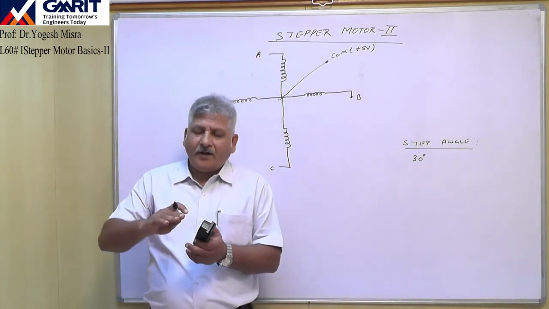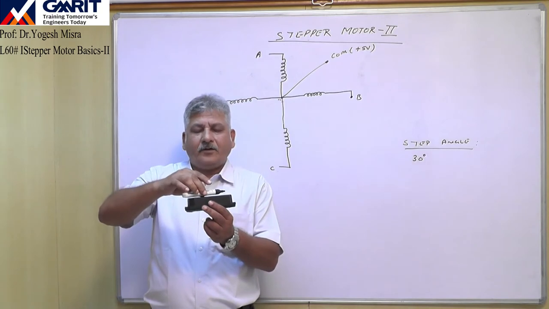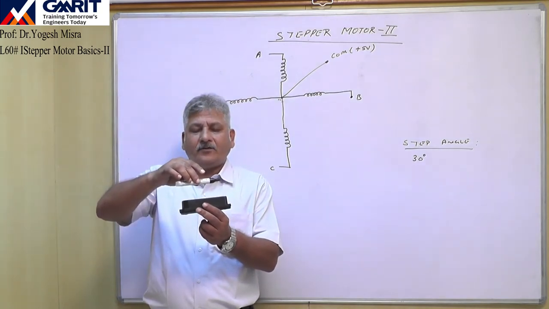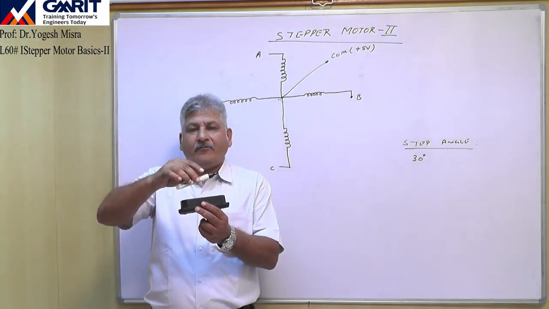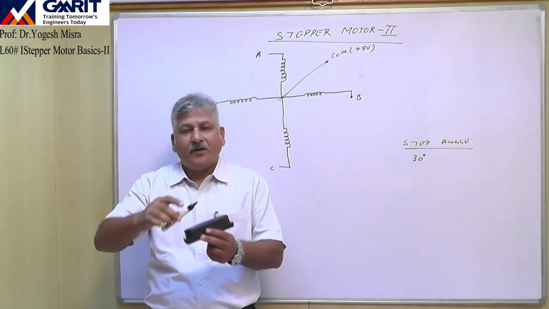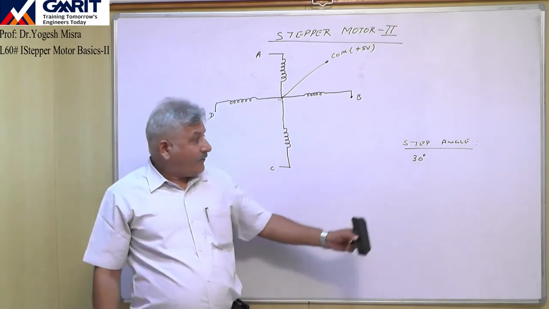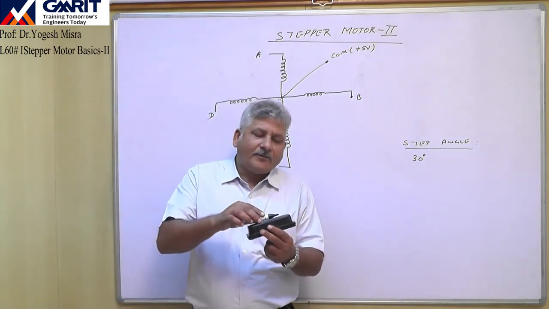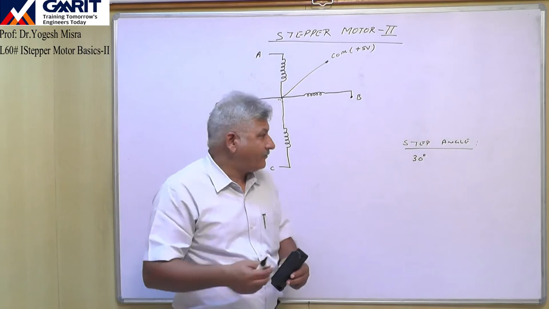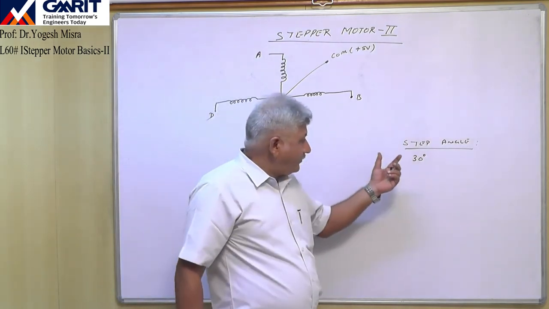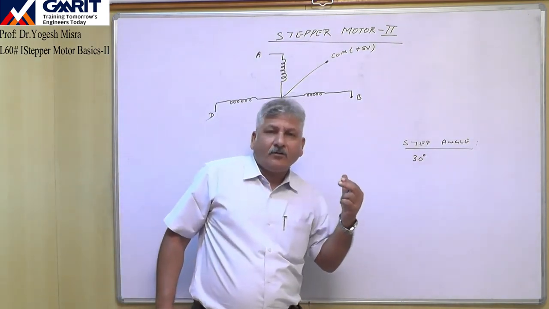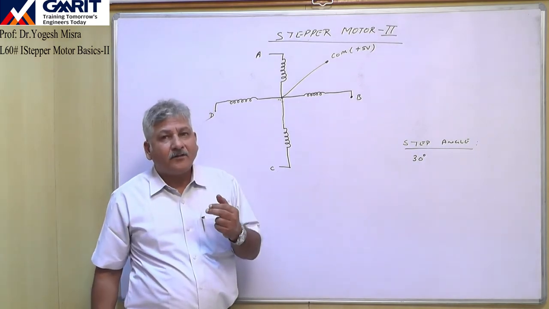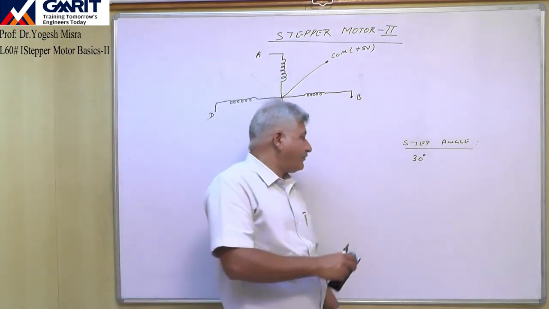Suppose a stepper motor has a step angle of 30 degrees, then what will happen? Suppose this is the stepper motor shaft position, so it will rotate 30 degrees in one step. If you apply the second pulse sequence, then it will rotate again 30 degrees. And if the step angle is 15 degrees, then in one step it will rotate only 15 degrees. So with this step angle, we can control the precise movement of the stepper motor.